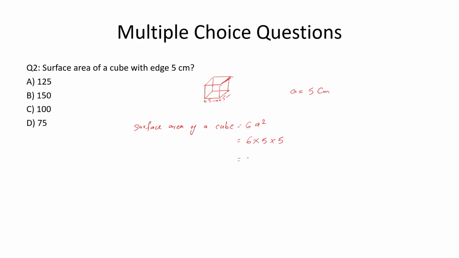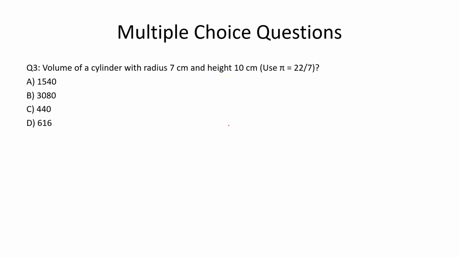5 into 5 is 25, and 25 into 6 is 150 centimeter square. Why square? Because centimeter and centimeter, so you are multiplying centimeter twice. So option B is correct. Is that okay? Again, you should know the meaning of the variables and the formula. That's all.